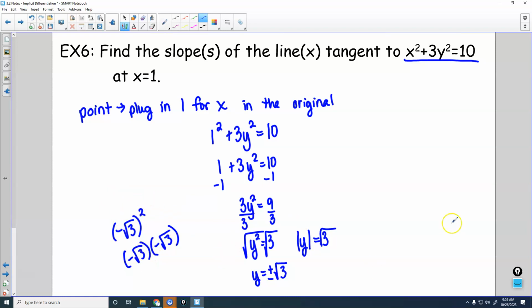So what this means is you really have two y coordinates. You've got y equals square root of 3, and you have y equals negative square root of 3. So you have 2 points for this one place where x equals 1. The first point is (1, square root of 3). The second point is (1, negative square root of 3).